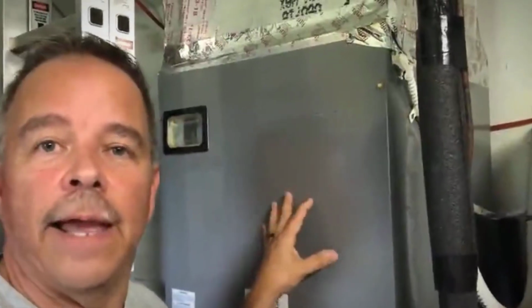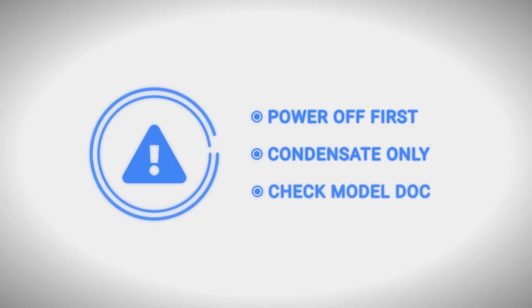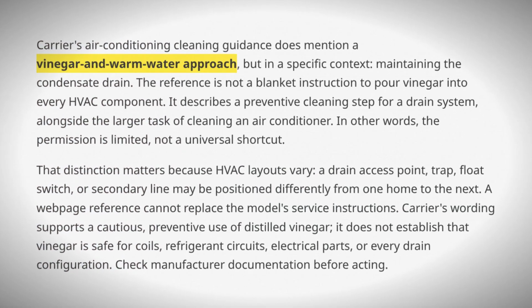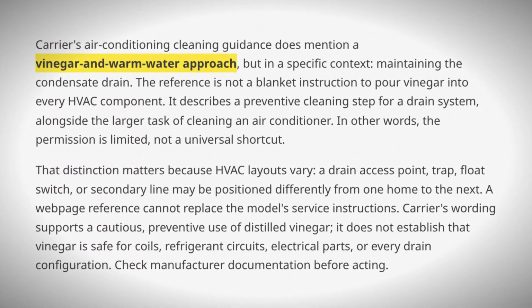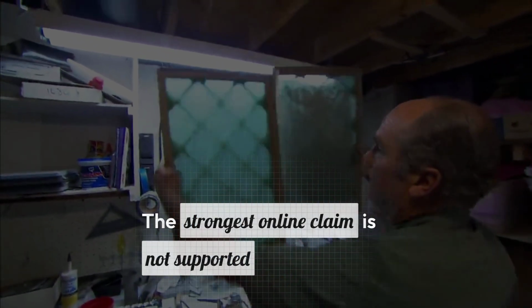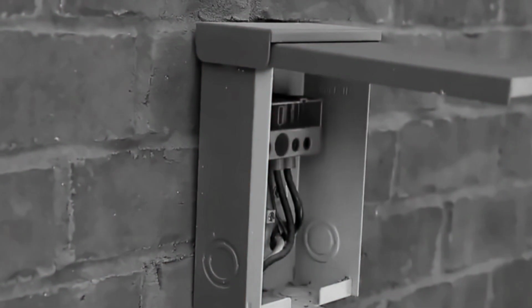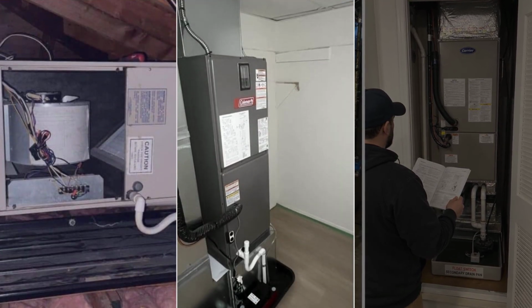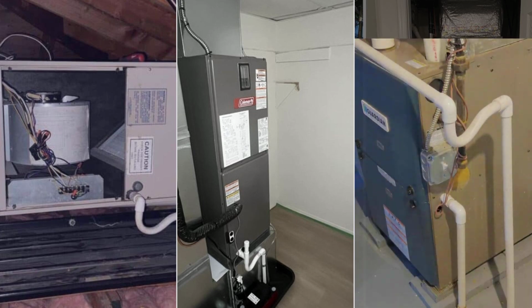Carrier's page is written for homeowners. It describes turning the system off, locating the drain line access point, and using distilled vinegar as one option for buildup. Carrier's broader guide to cleaning an air conditioner also mentions a vinegar and warm water approach for the condensate drain. That matters because the strongest version of the online story is not supported. The useful information is public. You do not need an anonymous technician confession to establish it. You also should not convert one manufacturer's general maintenance article into approval for every model.